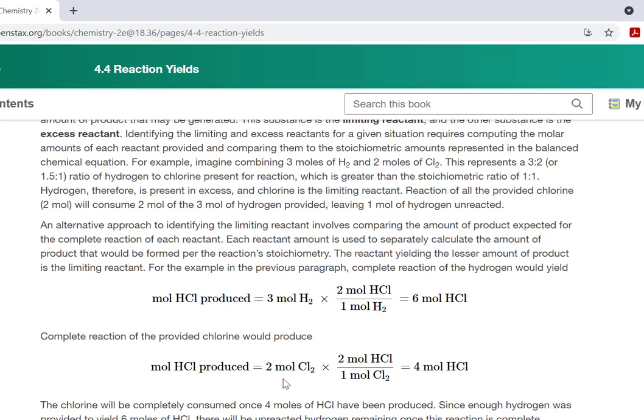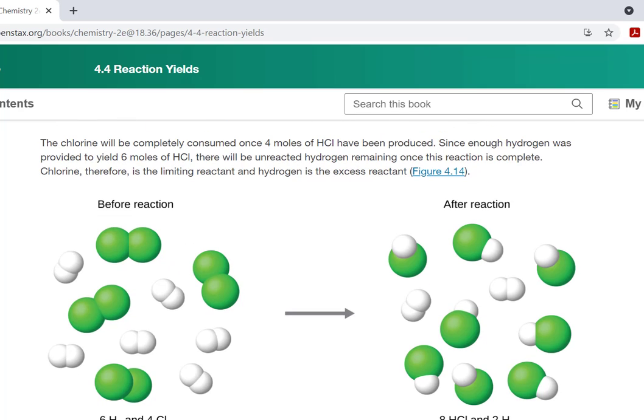So we started with 3 here and 2 here. We end with 6 and 4. Whichever of the product amounts is the smallest is the amount that we make. Whichever one is the largest is then going to be the excess reagent. So in this case, we would say, because this amount is smaller, whichever reactant we were doing the calculation on to get that amount is our limiting reactant. So the Cl2 is limiting, and then the H2 would be excess.